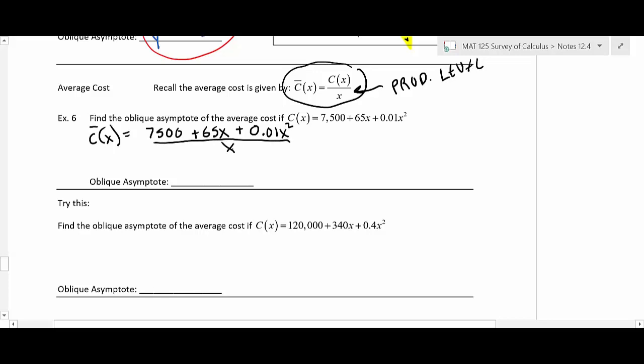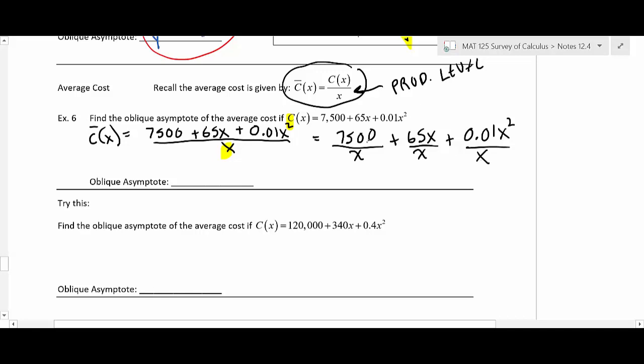Now, why does this have an oblique asymptote? The degree of the top is 1 bigger than the degree of the bottom, right? That tells you that you have an oblique asymptote. So let's go ahead and do this in our head. You can break this up into 7,500 over x plus 65x over x plus 0.01x squared over x. If you want to find the oblique asymptote, you just work that out.